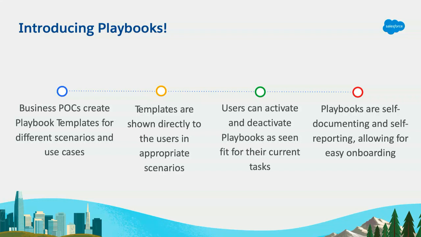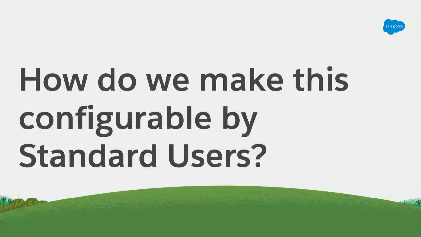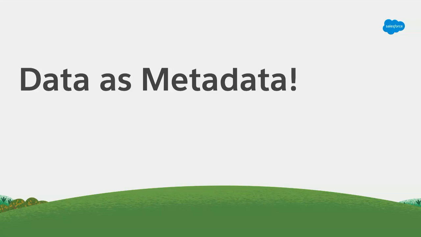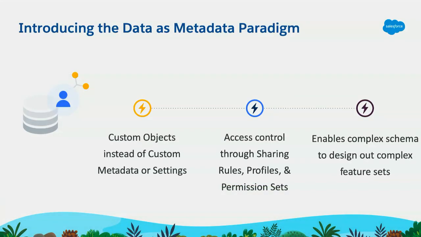So let's take a look and see how we're actually able to empower our users, not our admins, to configure these playbooks. We have this concept that we call data as metadata. Instead of using a custom metadata or a custom setting in order to control the configuration, we actually use custom objects that we can then use sharing rules, profiles, and permission sets with to give our users the power to create and edit those records.